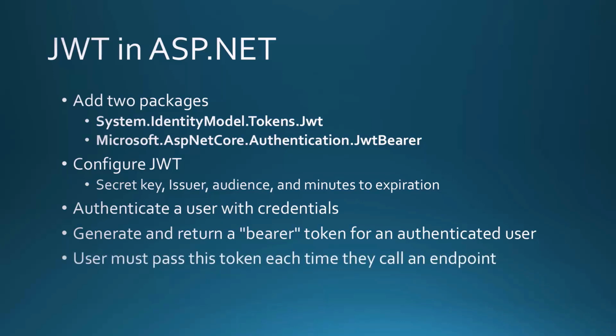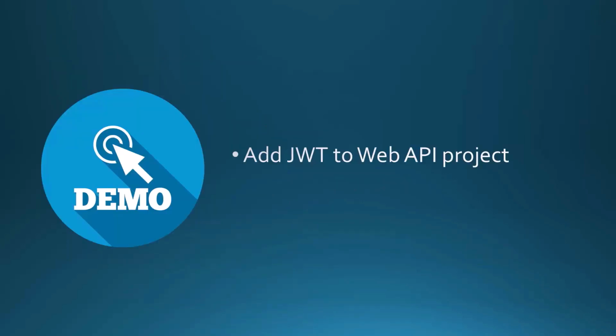And then it's up to the user to pass that token back each time they make a call to the endpoint. Otherwise, they're not going to be able to run that endpoint, or at least any endpoint with the require authorization on it. Let's take a look at adding JWT to our Web API project.